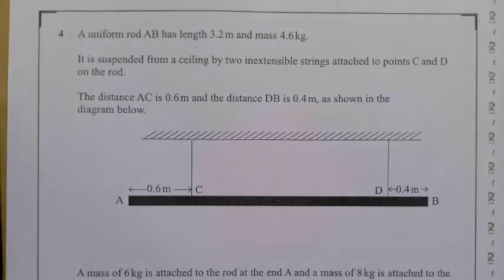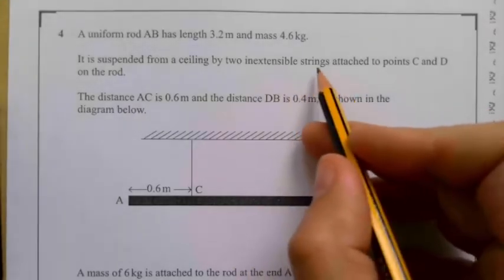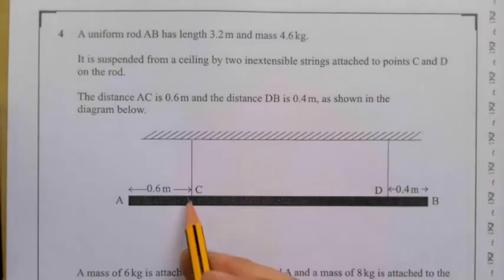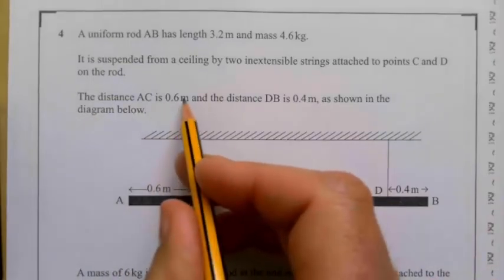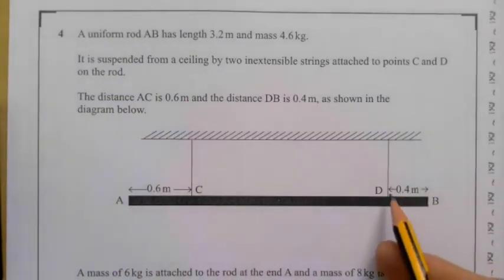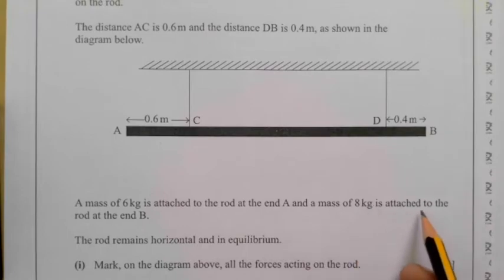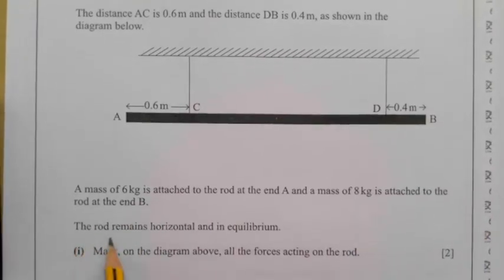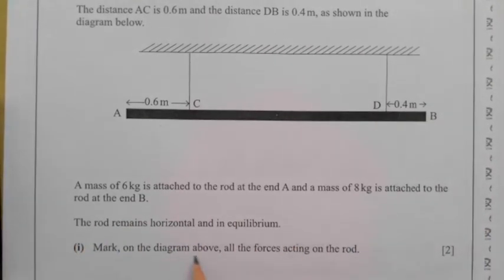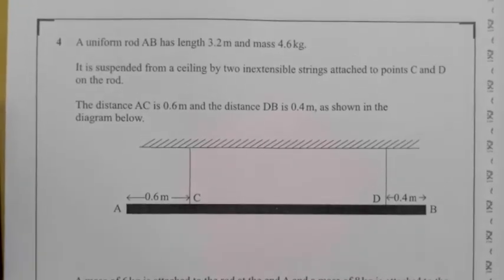On then to question 4. A uniform rod has length 3.2 meters and mass 4.6 kilograms. It is suspended from a ceiling by two inextensible strings attached to points C and D. The distance AC is 0.6, the distance DB is 0.4 as shown. A mass of 6 kilograms is attached to the rod at the end A, and a mass of 8 is attached to the rod at the end B. The rod remains horizontal in equilibrium. Mark on the diagram all the forces acting on the rod.